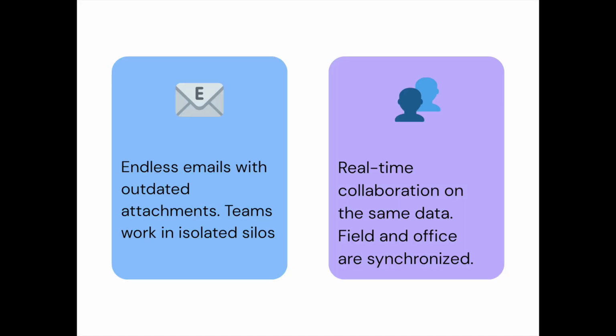And what about team collaboration? The before is a mess, right? Endless email chains with attachments that are already outdated, teams working in their own little silos. With Zonedge, all of that just goes away. Everyone collaborates in real time on the exact same data. The silos are gone, and the entire orchestra, your field teams and your office teams, are finally perfectly in sync.